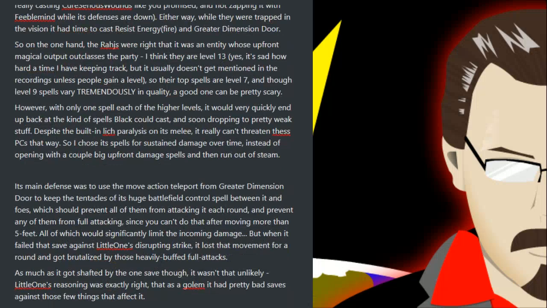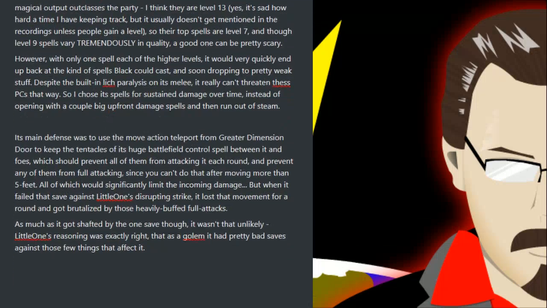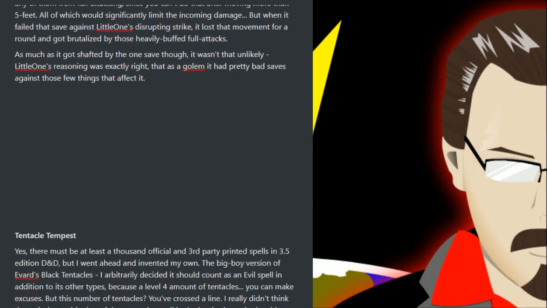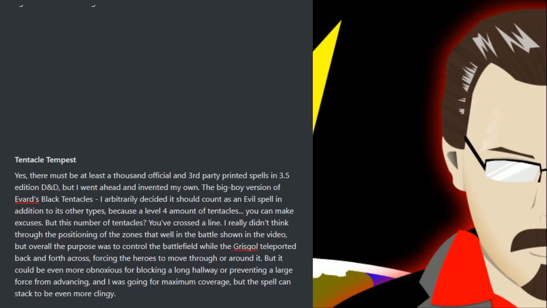Little One's reasoning was exactly right, that as a golem, it had pretty bad saves against those few things which affect it. Yes, there must be at least 1,000 official and third-party printed spells in 3.5 edition D&D, but I went ahead and invented my own. The big boy version of Evard's Black Tentacles. I arbitrarily decided it should count as an evil spell in addition to its other types, because a level 4 amount of tentacles, you can make excuses. But this number of tentacles, you've crossed a line.